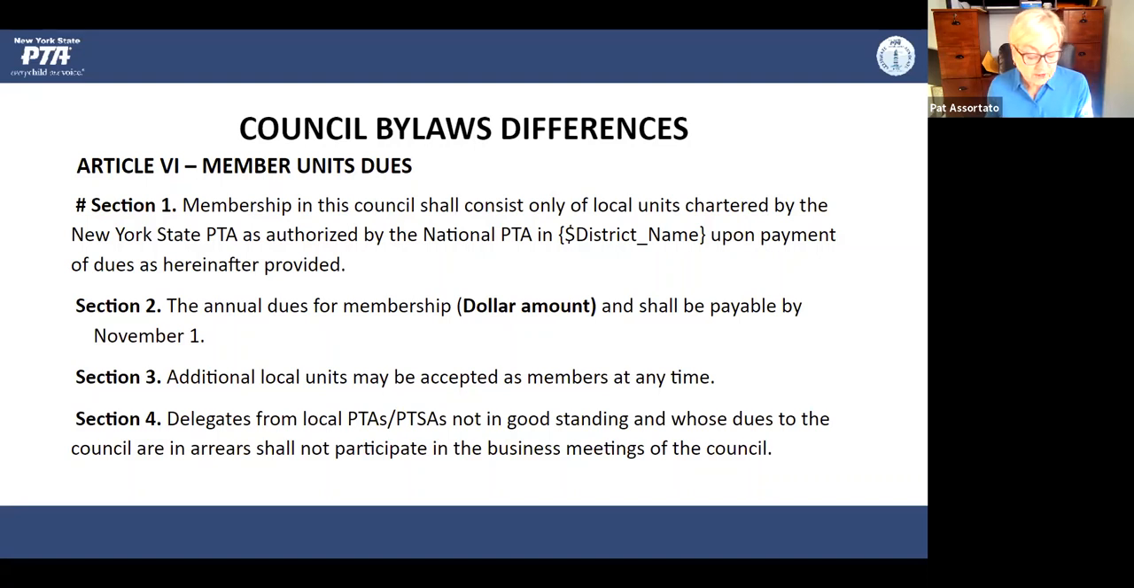Section 4 specifies that delegates from units whose dues are not paid may not participate in the business of the council. Again, this would only apply to the dues listed in the bylaws, not any other funds approved to be raised by council.